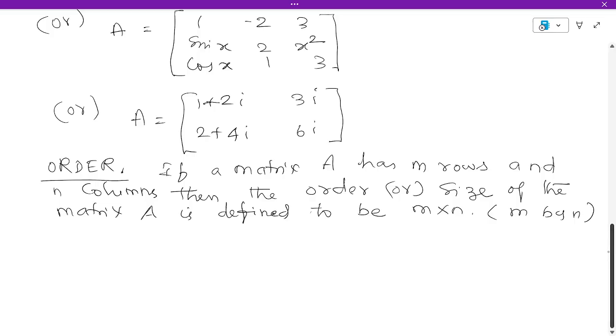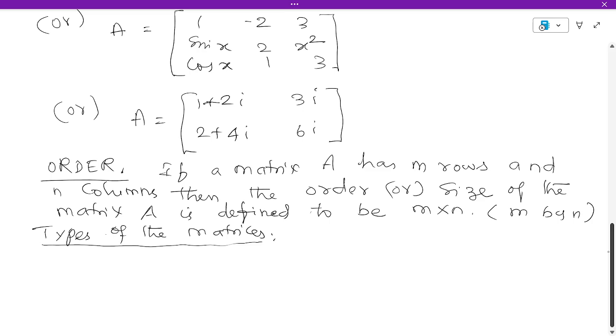Okay, next we will see the types of matrices. What are the types of the matrices? I repeat that a matrix is a rectangular array of elements displayed in rows and columns put within a square bracket. That is the matrix definition. Then the matrix is denoted by capital letters, and the elements of the matrix may be constants or variables, and the order of the matrix is m by n.